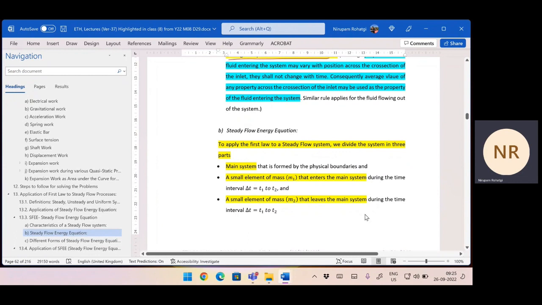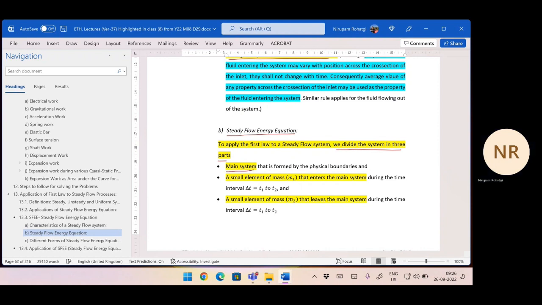How do we actually apply this steady flow energy equation? What we do is we divide the system into three parts. There is a main system, an element of mass which enters the system, and an element of mass which leaves the main system. So we divide the whole system into three parts.